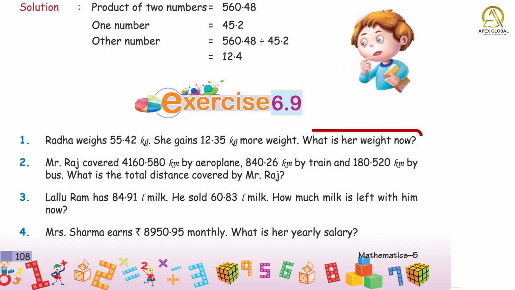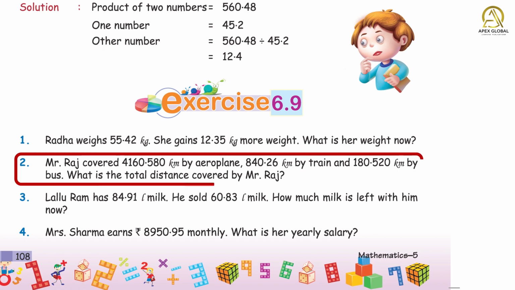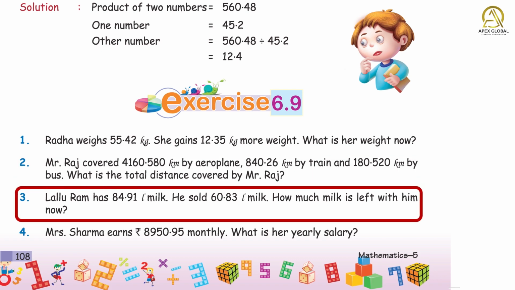Exercise 6.9. Question 1. Radha weighs 55.42 kg. She gains 12.35 kg more weight. What is her weight now? Question 2. Mr. Raj covered 4,160.580 km by aeroplane, 840.26 km by train and 180.520 km by bus. What is the total distance covered by Mr. Raj? Question 3. Lalu Ram has 84.91 liters of milk. He sold 60.83 liters of milk. How much milk is left with him now?